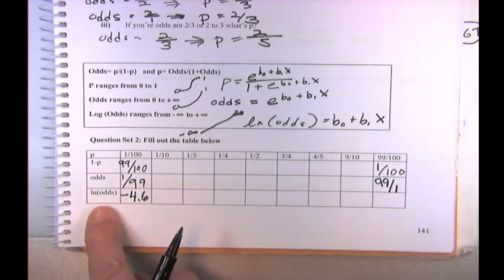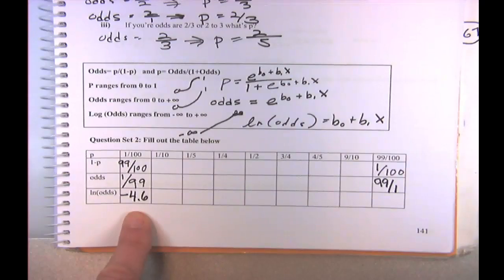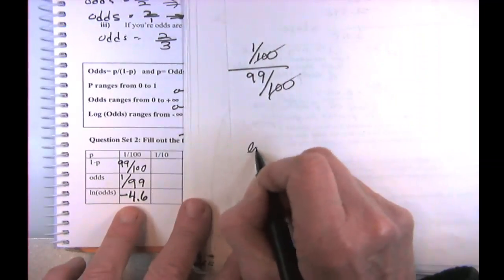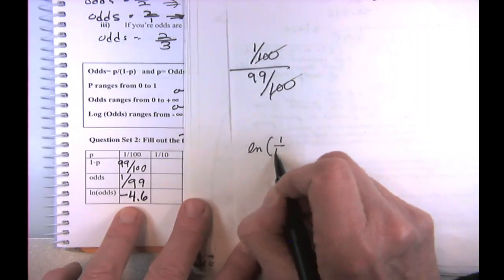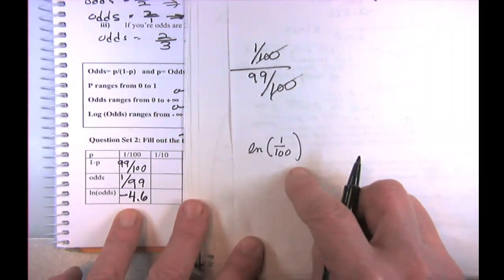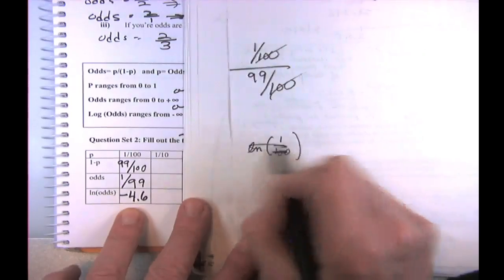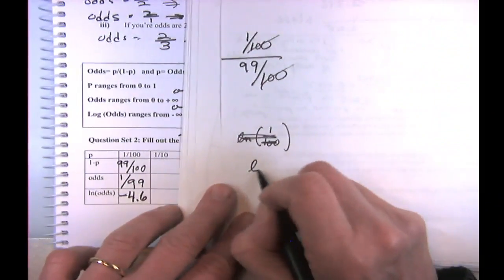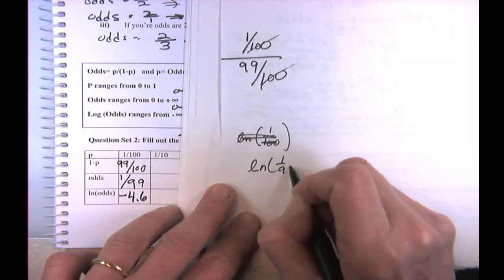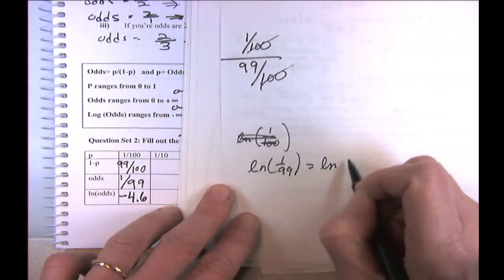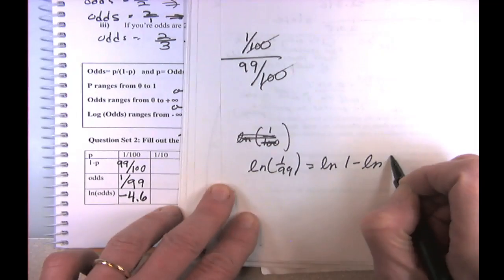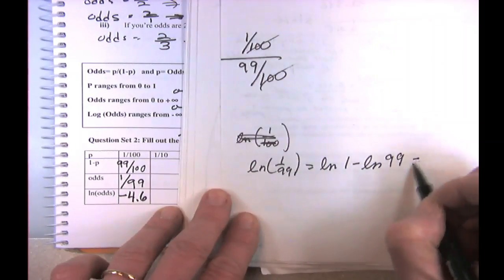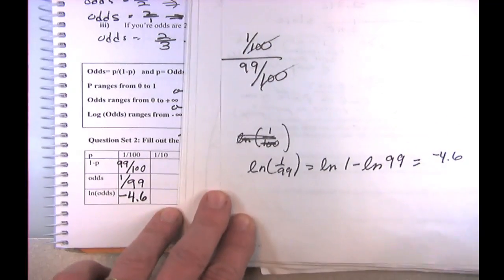We're taking the log, you know how you can look at it? Well, you can think of it as we're taking the log of 1 over 100. Oops, 1 over 99 here. Excuse me. The log of 1 over 99. Do you know that's the log of 1 minus the log of 99? And we got negative 4.6.